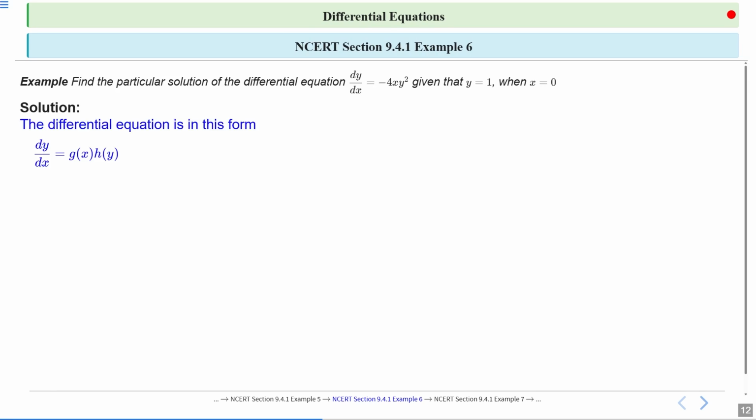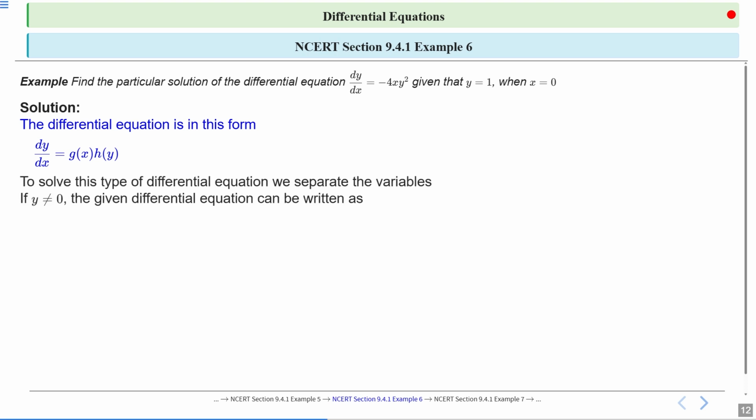The differential equation is in the form dy by dx is equal to g(x) into h(y). To solve this type of differential equation, we separate the variables. Here the value of g(x) is minus 4x and h(y) is y square. So we get dy by y square is equal to g(x), that is minus 4x dx. So it is of the form 1 by h(y) dy is equal to g(x) dx.